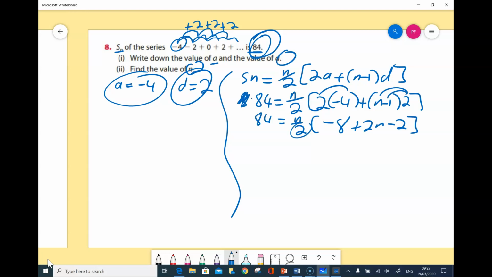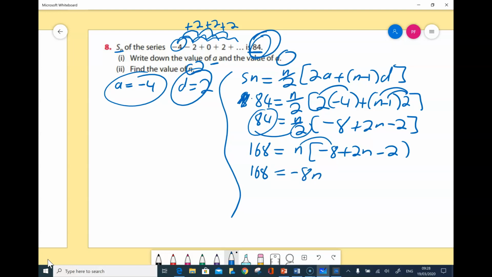Okay, I'm going to bring this 2 over to multiply. So 2 times 84 is 168, equals n times minus 8 plus 2n minus 2. Sorry, just to reiterate there, the 2 is dividing, so it came across to multiply, and 2 times 84 is 168. So now I'm going to multiply the n into the brackets. n times minus 8, minus 8n. n times plus 2n, 2n squared. And n times minus 2, minus 2n.